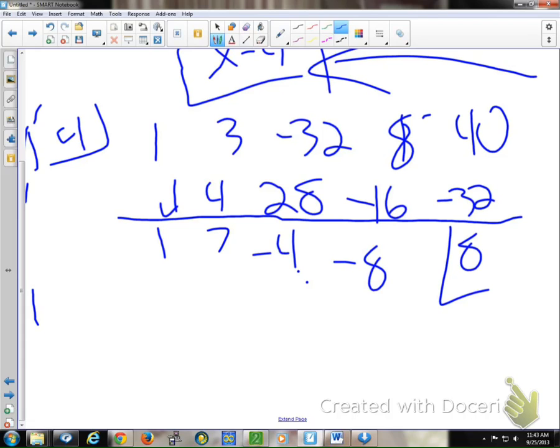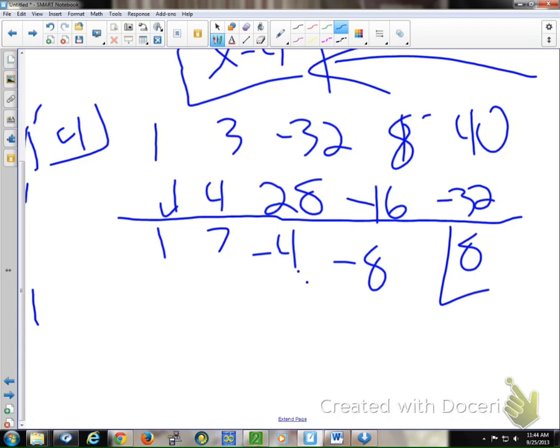Now, number 9. Just looking at it, what kind of factoring are we going to have to do? I like that you're thinking about it. Right, what we did yesterday. Do you remember what that was called? By grouping. Next to number 9, you should put by grouping.